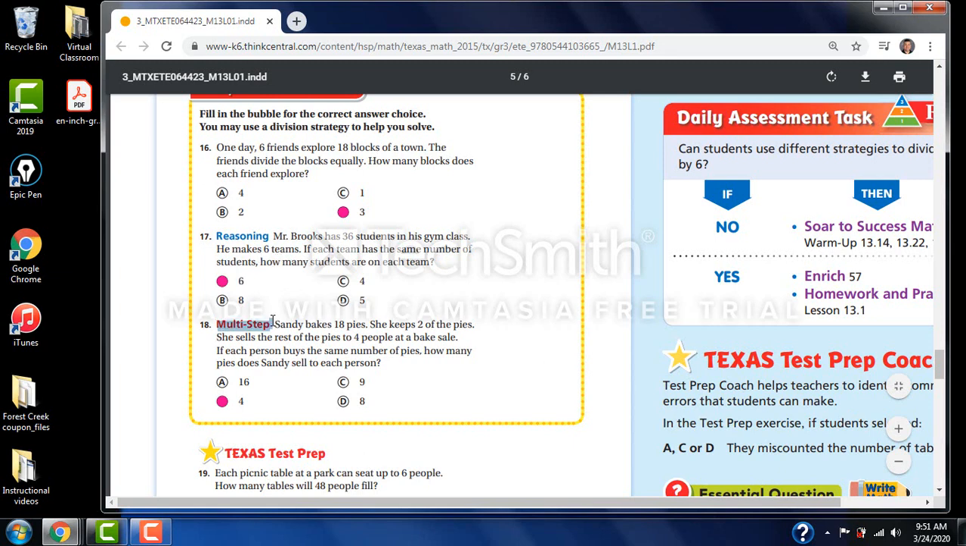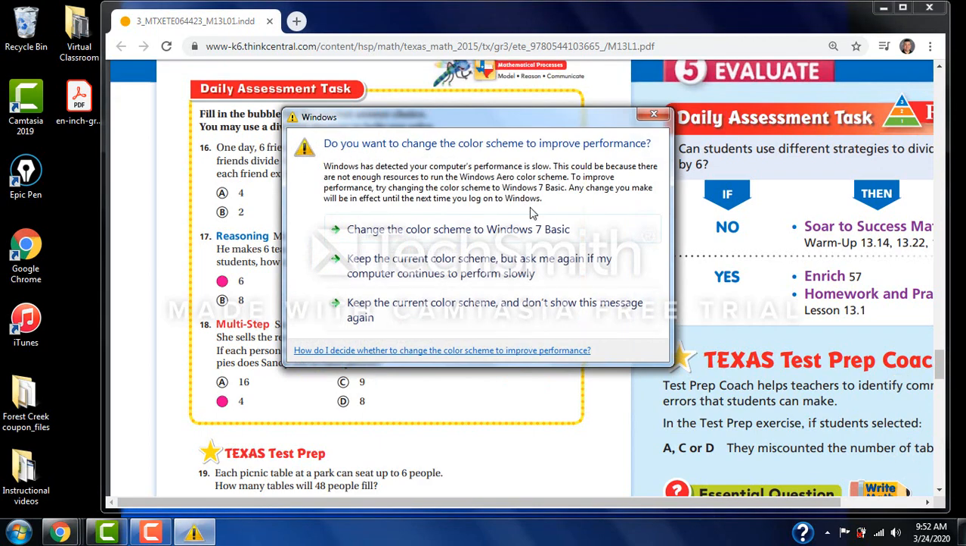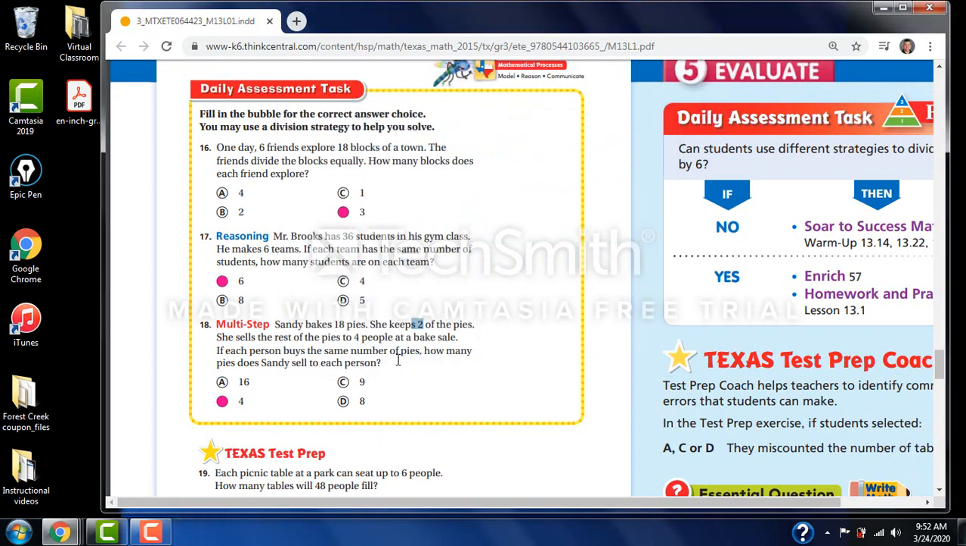Multi-step, so you know you're going to have 2 steps to do here. Sandy bakes 18 pies. She keeps 2 of them. She sells the rest of the pies to 4 people at a bake sale. If each person buys the same number of pies, so that's your key for these 4 people buying 4 equal amounts of pies. How many pies does Sandy sell to each person?